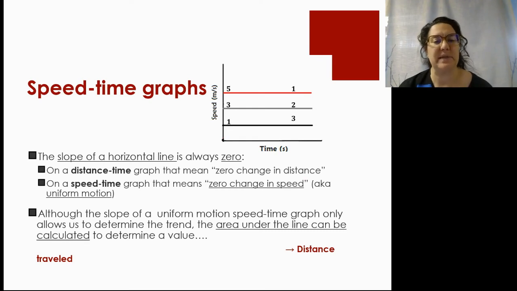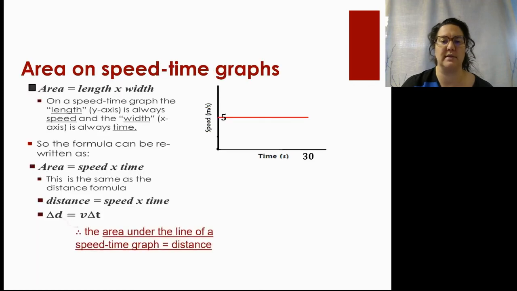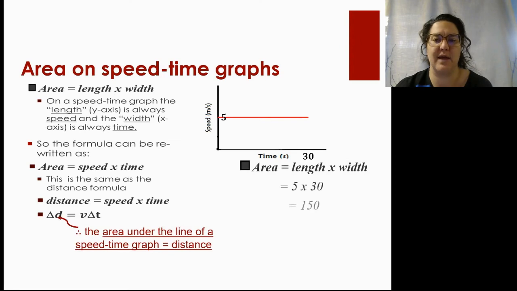So if we're looking at a speed time graph, the slope of a horizontal line is always 0. And on a distance time graph, that means that there's 0 change in position. But on a speed time graph, that means there's 0 change in speed. We have uniform motion. We're not experiencing any acceleration or deceleration. So although the slope of a uniform motion speed graph can allow us to develop a trend, the area under the line can be used to calculate distance traveled. So even though the slope doesn't give us any information, we can calculate the area under the graph to calculate distance traveled.